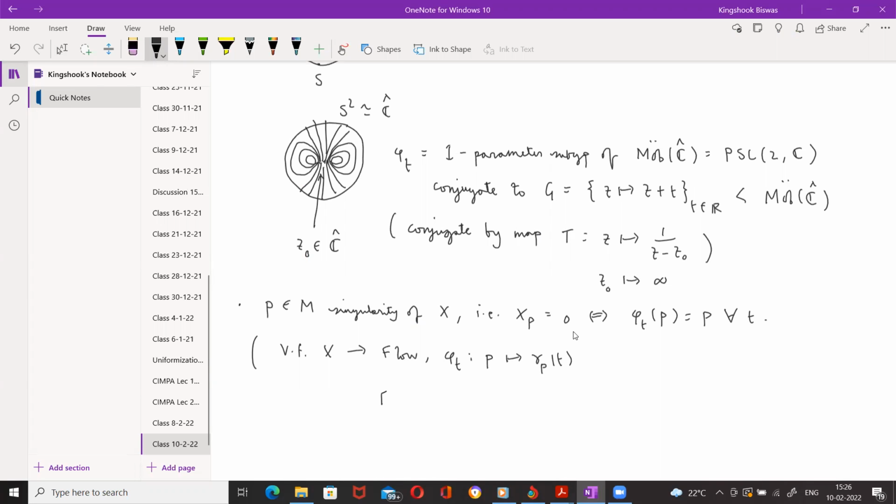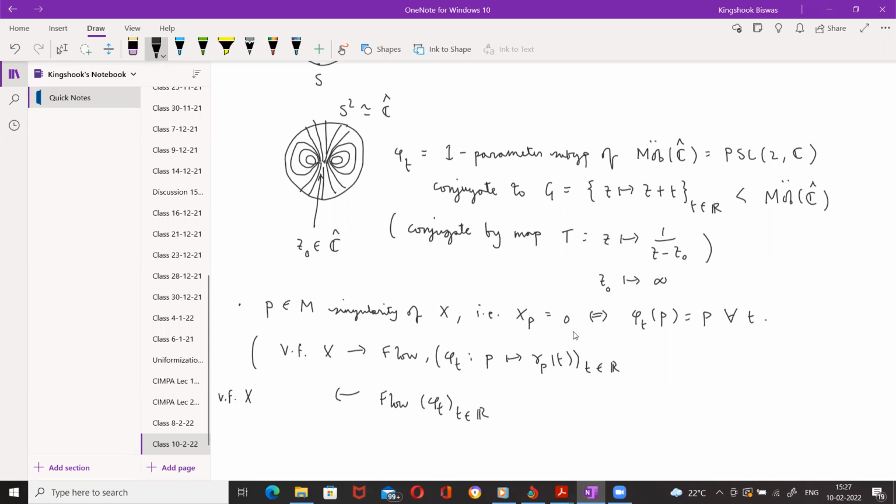A flow phi t, here t in R. Given a flow phi t, you can recover the vector field from the flow.